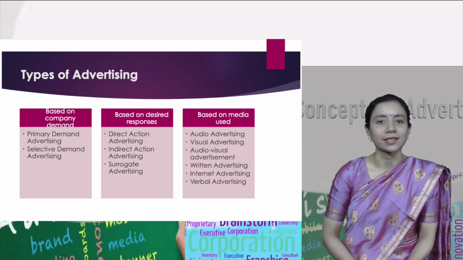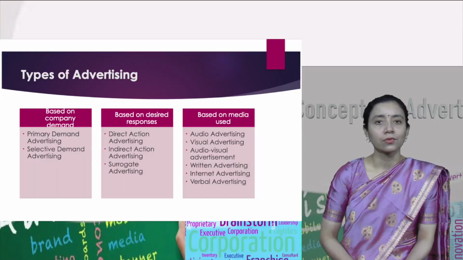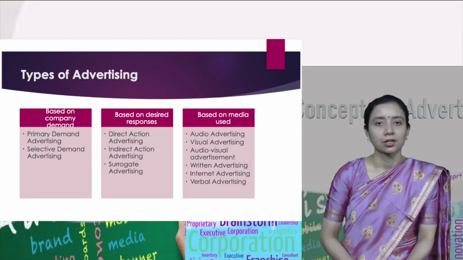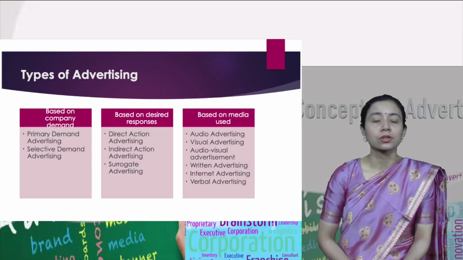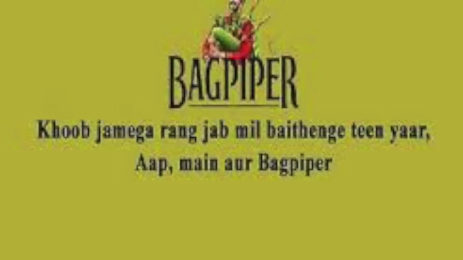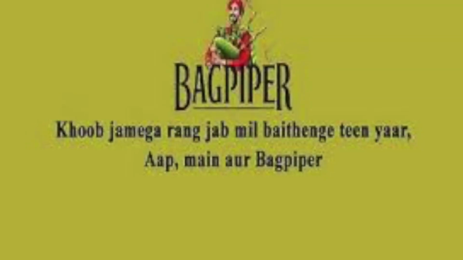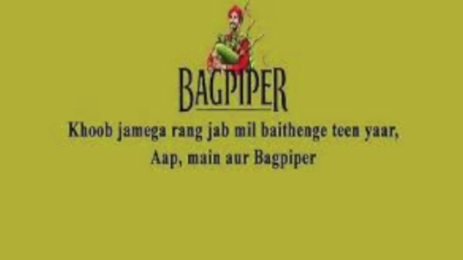Then we have surrogate advertising. In this type of promotional effort, the marketer promotes a different product. For example, the promotion of Bagpiper soda. So the firm is promoting Bagpiper whiskey, but intentionally shows soda, because they very well know that the audience is very much well aware about the product, and they know this fact that when the actor states खूब जमेगा रंग जब मिल बैठेंगे तीन यार आप मैं और Bagpiper.